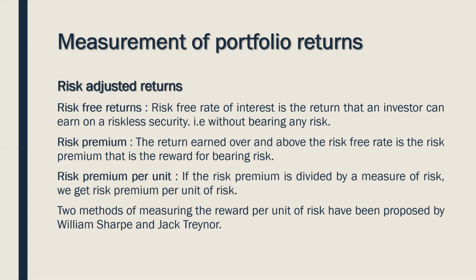If we divide the risk premium by a measure of risk, we will get the risk premium per unit of risk. So risk premium is nothing but the total return from the portfolio minus the risk-free rate. That will give you the risk premium. That is divided by a measure of risk. We know measures of risk are standard deviation or beta. So if we divide it by standard deviation or beta, we'll be able to calculate the risk premium per unit. There are two methods of measuring the reward per unit of risk, proposed by William Sharpe and Jack Treynor. So let's learn what the Sharpe ratio and Treynor's ratio are.